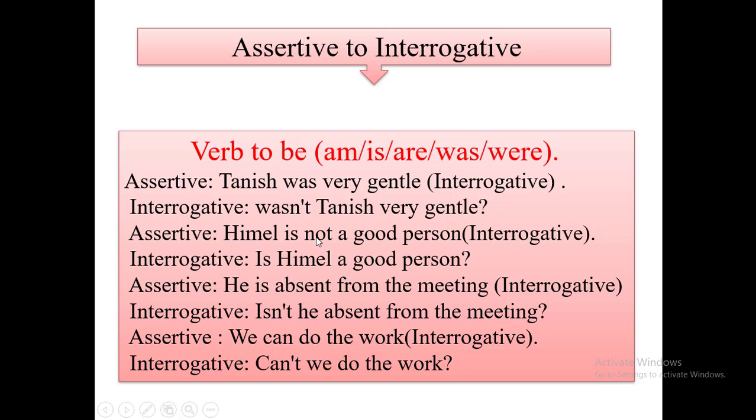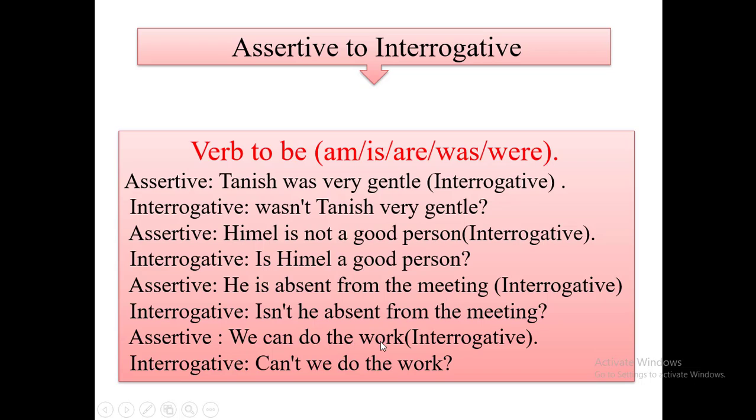Another example, Himal is not a good person. Make it interrogative. You have to make it negative interrogative. Accordingly, is will be the first position of the sentence, then the subject Himal, then the rest of the sentence, and last of all you have to put a question mark. He is absent from the meeting. Make it interrogative. Isn't he absent from the meeting?